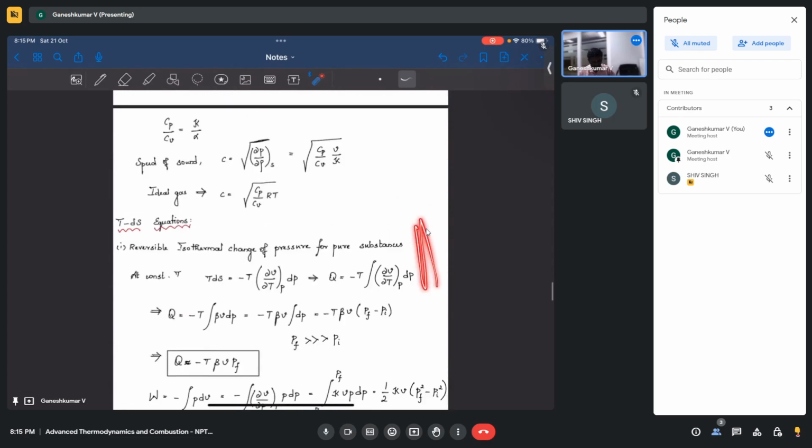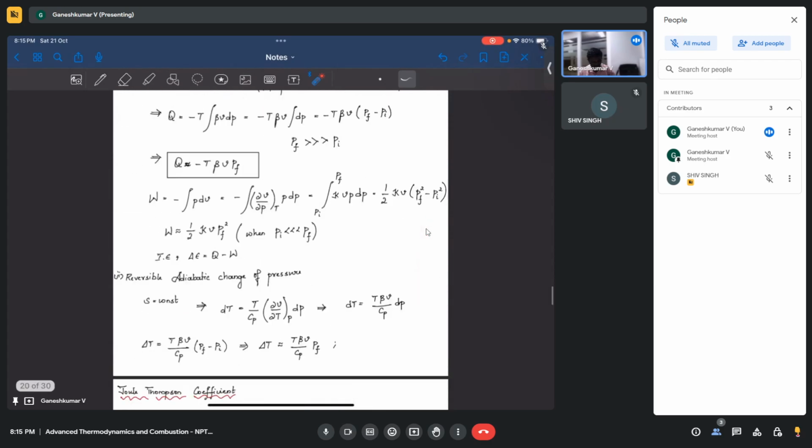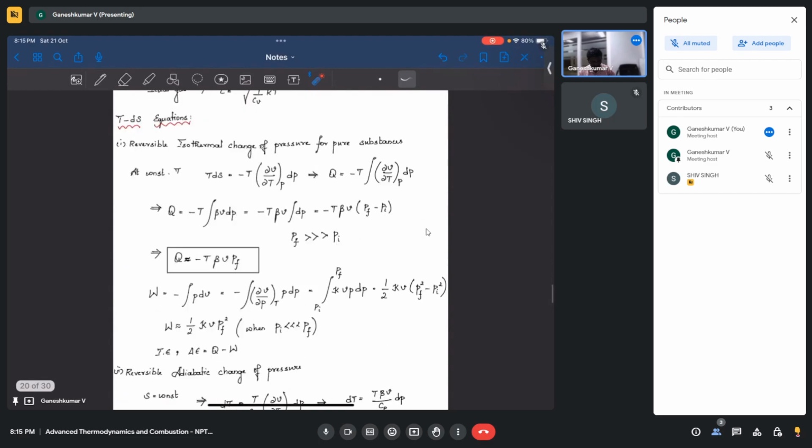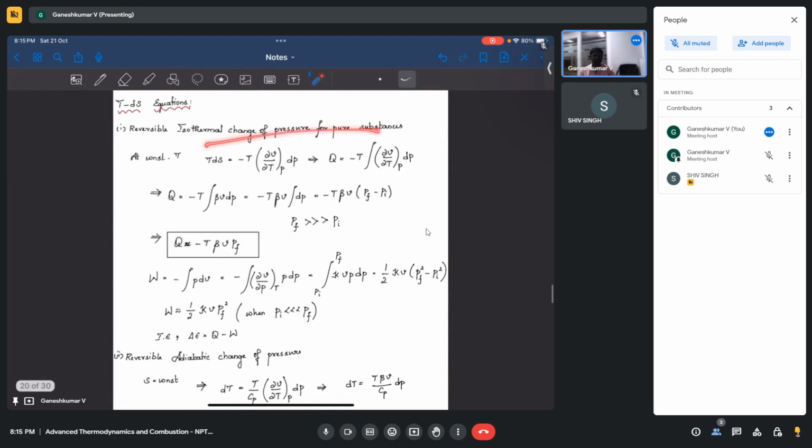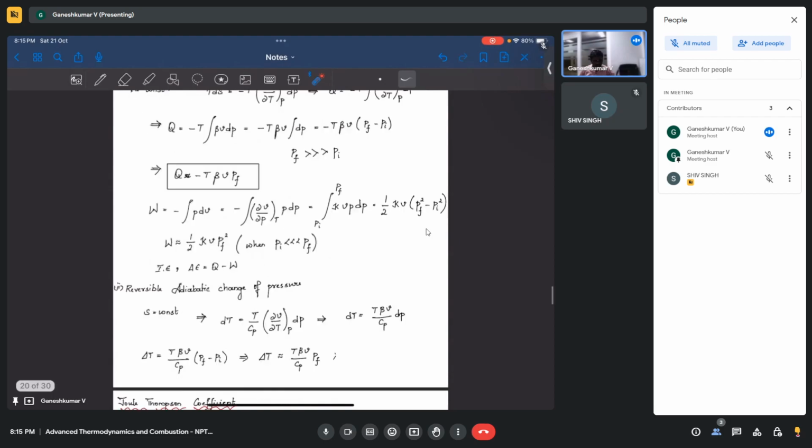And then we have TDS equations, and there is a different way of finding the amount of heat required for a reversible isothermal change of pressure in a fluid substance. It can be found from the change in pressure and temperature, but it can also be found with a different methodology. That is what we have here.